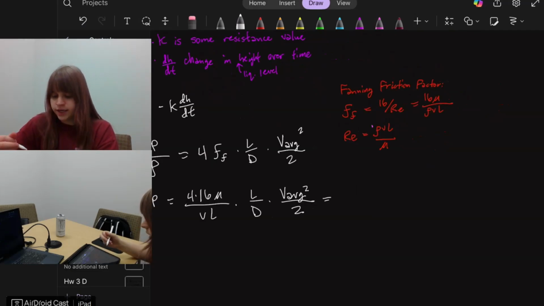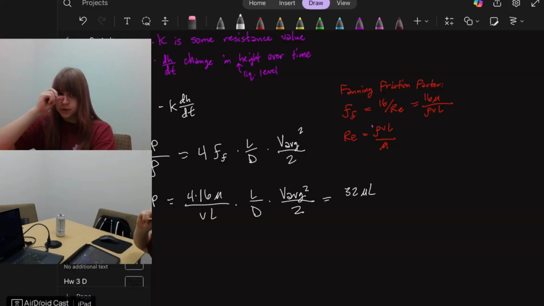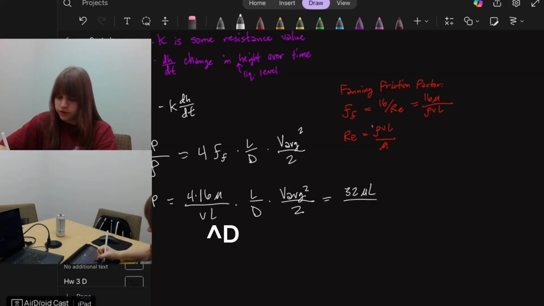So we can go ahead and simplify this further. We have 4 times 16 divided by 2, so that is 32. We have mu times L, and that is going to be over the diameter squared, and we are multiplying by dH/dt.